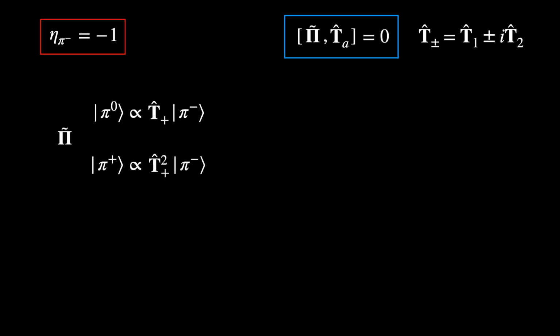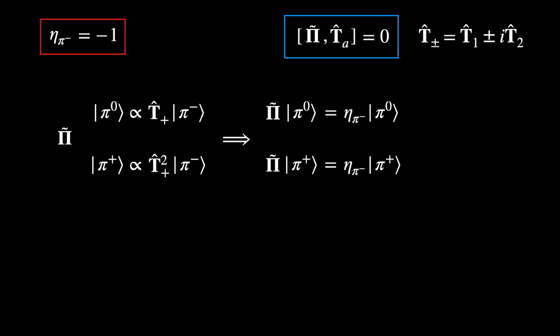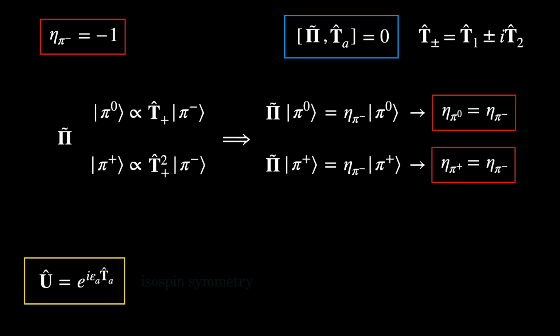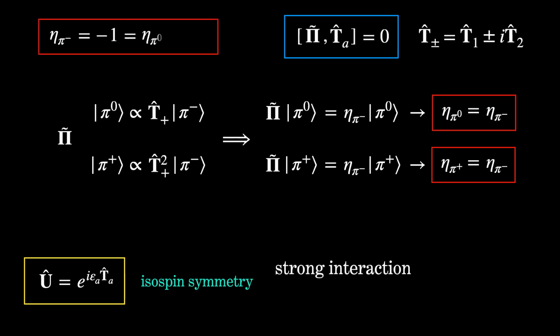Applying the parity operator to these relations and using the blue box, π̃ acts directly on the state π⁻, moving past the raising operator T₊. This implies that the parities of π⁰ and π⁺ are both equal to that of π⁻. Once again, this is the result of the isospin symmetry of the strong interaction. But as we have said, this is only an approximate symmetry. So how could we come to any definite conclusions about the parities of these states?